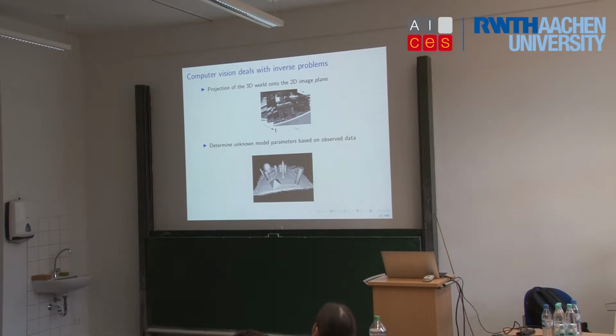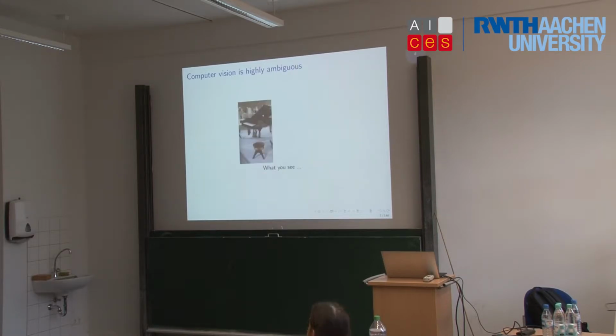I have these observations, images, and I would like to determine unknown model parameters based on this observed data. For example, I will later talk about an algorithm that can produce a 3D model from a video sequence. This would be the 3D structure, but you could also be interested in the coloring of the 3D objects, also called albedo. This is a very complicated problem, because it's an inverse problem, and when we project the 3D world to the image plane, we lose a lot of information. So this is a well-known thing.